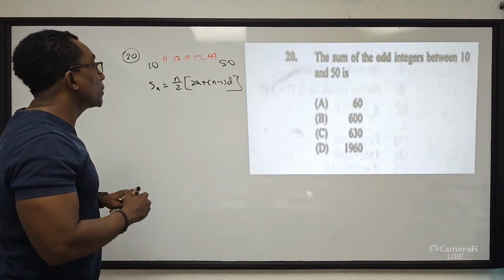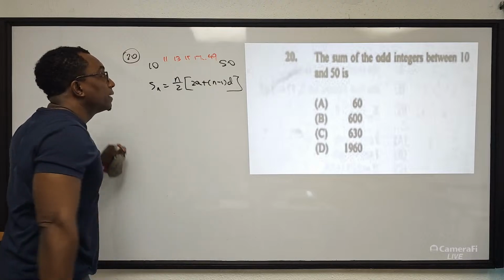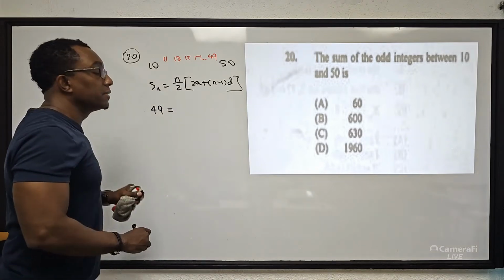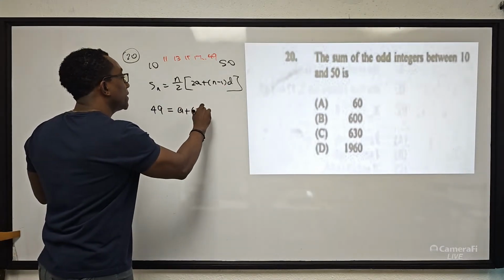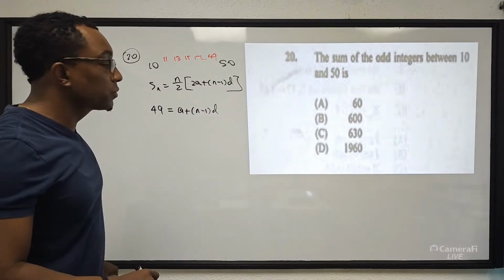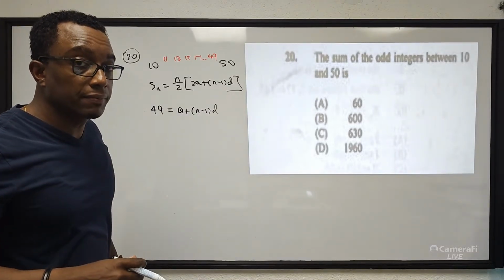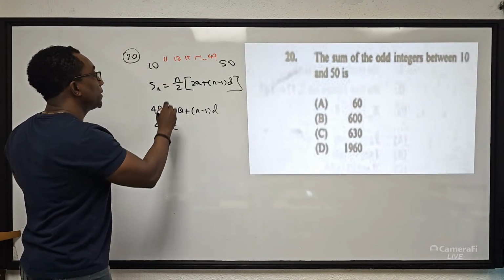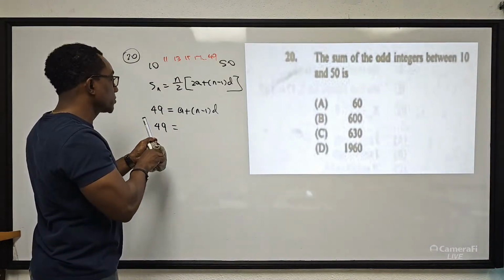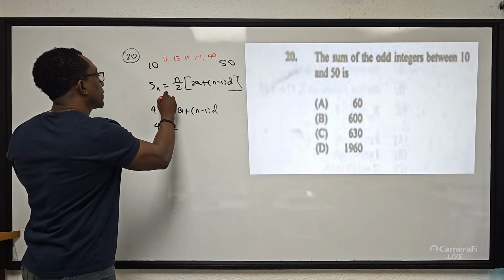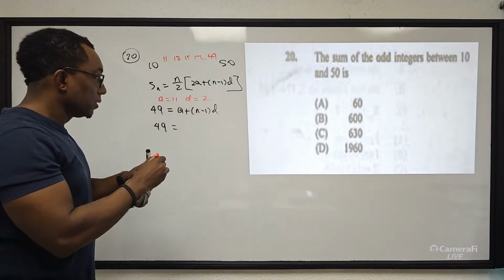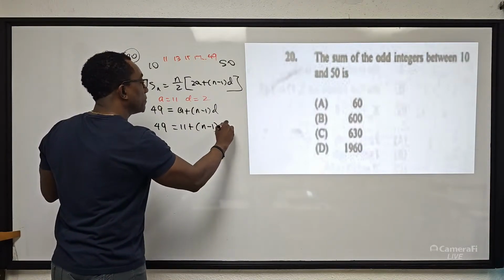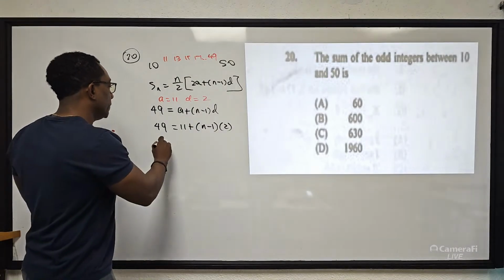To find that, this is what we're going to do. We know that the last odd number before 50 is 49. So we take 49 is equal to a plus n minus 1 d, the formula used to find the value of a given term, and therefore we can find n. Again a is 11, d is equal to 2, so 49 is equal to 11 plus n minus 1 times 2.